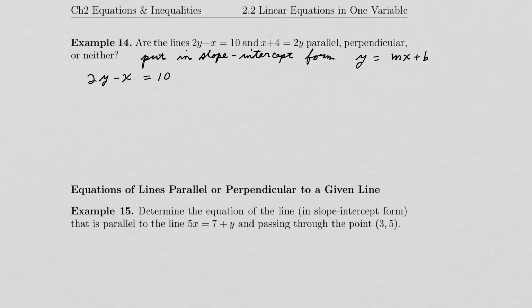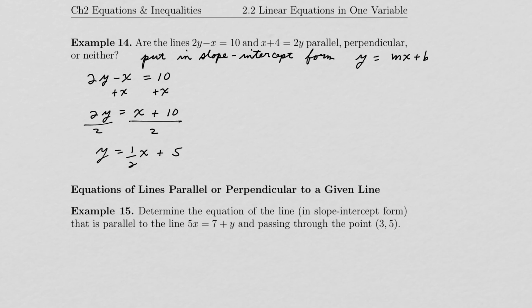So in this case, I'll add x to both sides. And then I need to divide by 2, right? Divide both sides by 2. So this is going to be 1 over 2 times x plus 10 over 2, which is 5. Okay, so that's the first case.